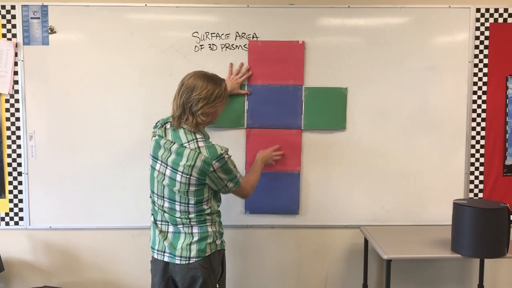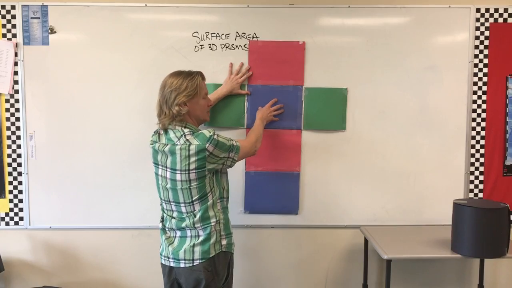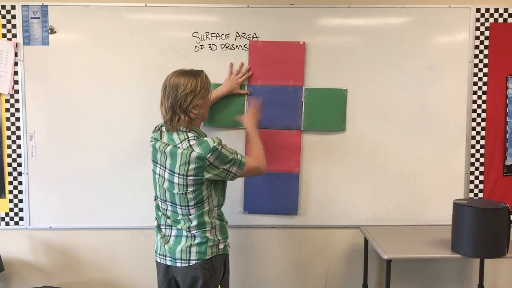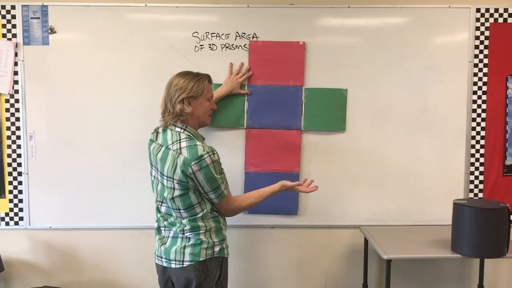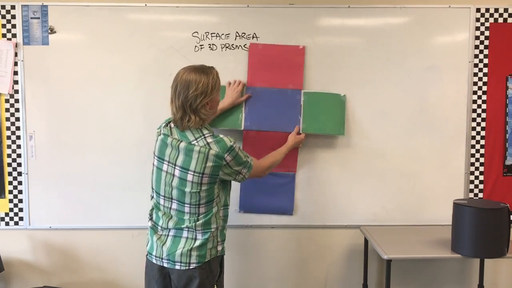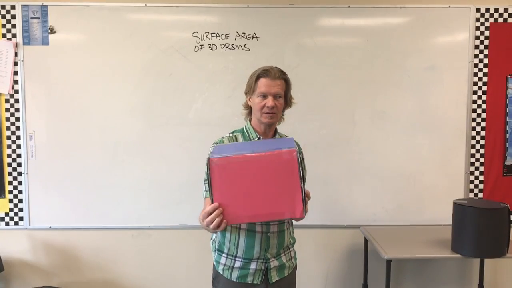And I could just add them all independently, all 6 sides, or I could get the area of those blue ones, times it by 2, area of the green one, times it by 2, area of the red one, times it by 2, and add those 3 pairs together. But that will give me the surface area of the outside of this 3D shape, this box, this rectangular prism.